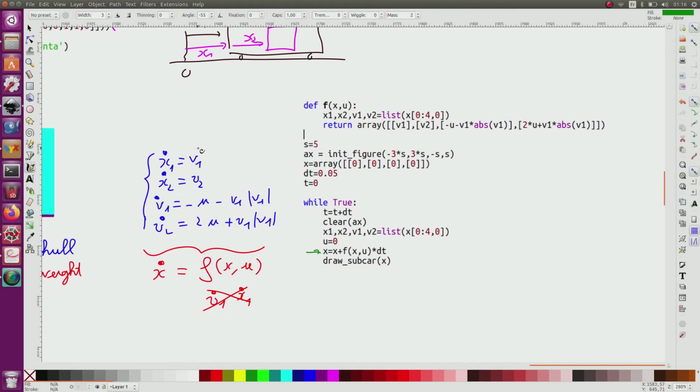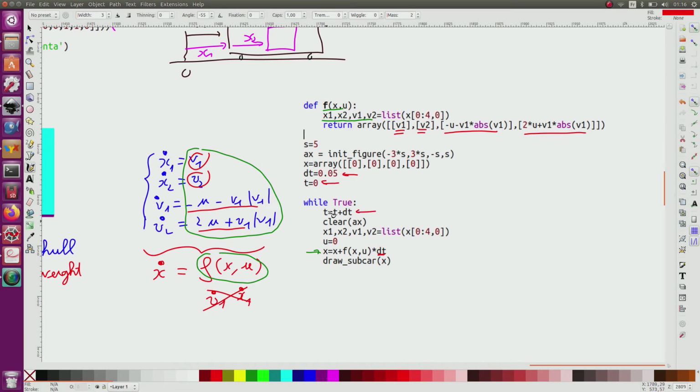Then I will have to program the evolution function f of x, u, and it is given here. So I extract from the state the variable of interest. I return here v1, v1, v2, v2. This one corresponds to this one, and that one corresponds to that one. I also added a sample time which is small here for the integration, and here it is a time.